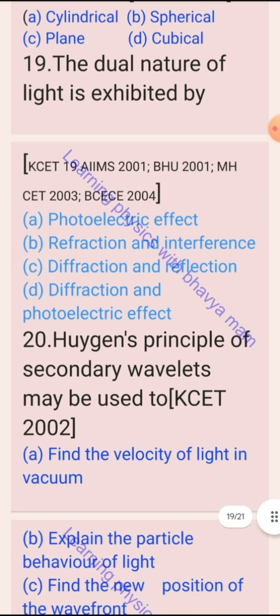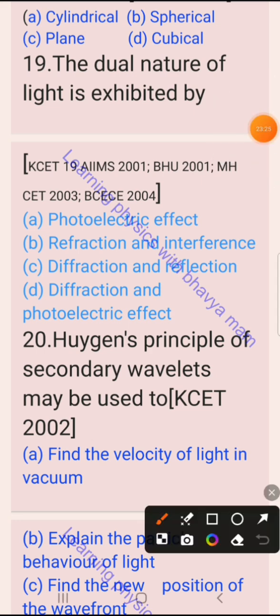So you can take the option B as correct. Next one, 19th. The dual nature of light is exhibited by. So both types of nature, that is particle nature as well as wave nature, is exhibited by which phenomenon of light? We know that photoelectric effect is a particle nature. Refraction and interference is exhibited by wave nature of light. Diffraction is exhibited by wave nature of light and reflection is exhibited by both, right? Both, that is wave nature as well as particle nature.